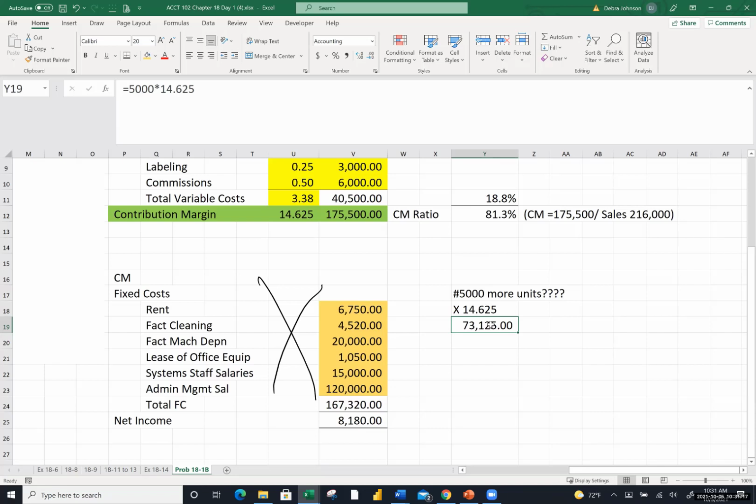So if somebody asked me what's your new net income, you could add these two up and you could answer them. My new net income would be this. That's the power of forecasting. That's the power of having these tools at your fingertips. Questions?